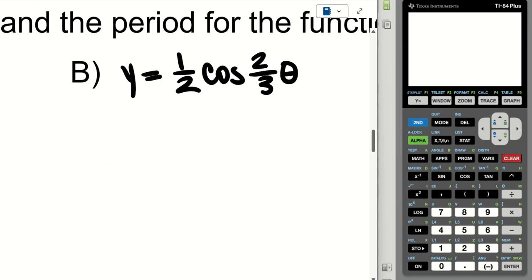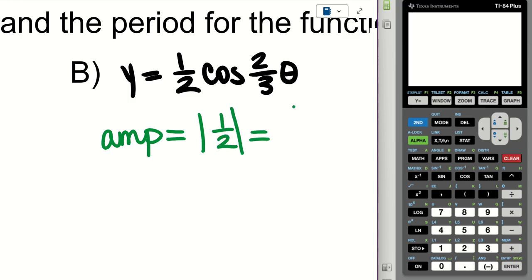Okay, so now we're going to look at B, y equals 1/2 cosine 2/3 theta. So we're going to start with our amplitude. So amplitude is always the absolute value of the number that's being multiplied times sine or cosine. In this case, that's 1/2. So the amplitude is just going to be 1/2. That means this graph would go up to 1/2 and down to -1/2. So the total height would be 1, but the amplitude is 1/2.